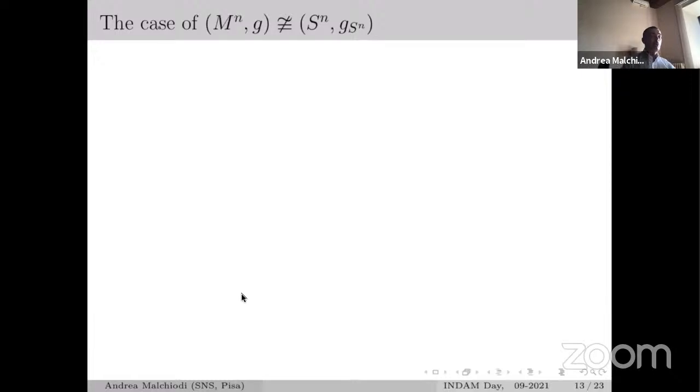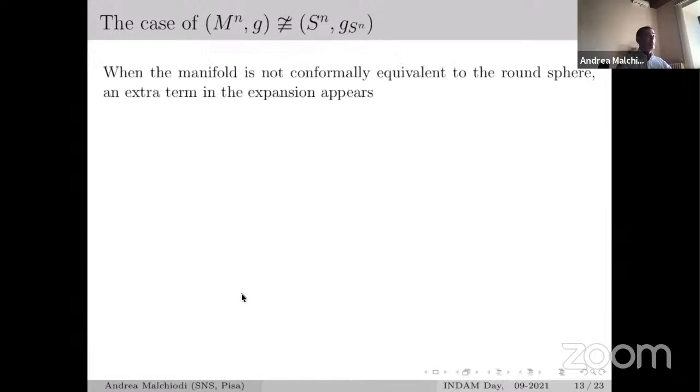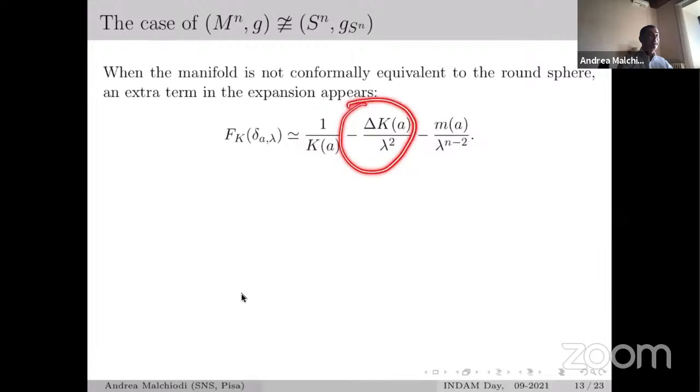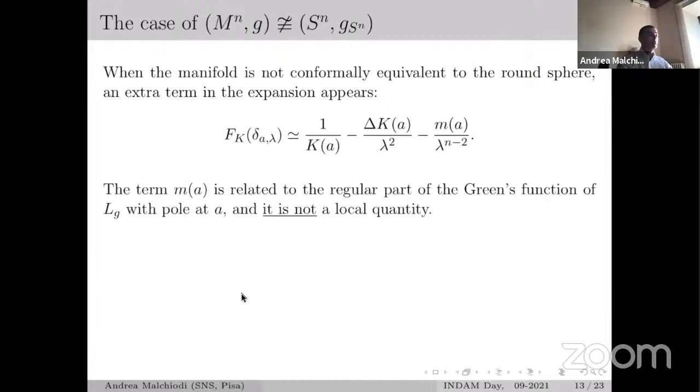Let me spend one word on the case in which the manifold does not coincide with the sphere. When the manifold is not conformal to the round sphere, then you have an extra term in the expansion. There is a leading term, which is 1 over k. Then there is an extra term related to the Laplacian of k. But if you're not on the sphere, there is another term which comes with a factor 1 over lambda to the n minus 2. So what is this extra term?